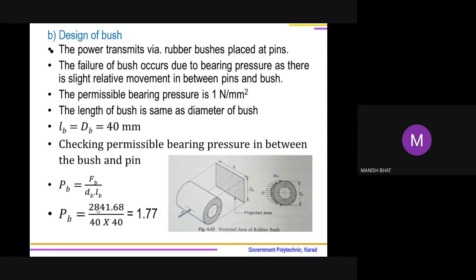So thus we have learned how to design this bush pin type flexible coupling. I hope that you have understood the complete procedure of designing this bush pin type flexible coupling.